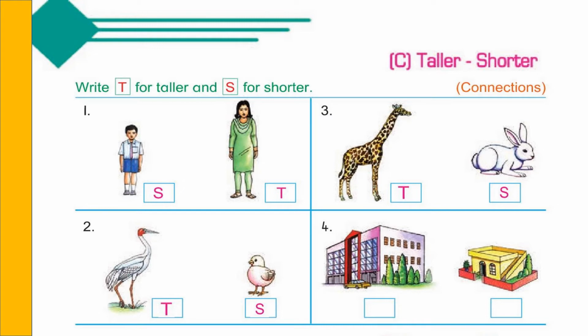Okay. Next, I see the picture of buildings or houses. And I see a very big mansion on the left and a small house on the right. So the left one or the apartment is much taller than a house. So I give a T on the left and S on the right. So in this page, what did we learn about? Taller and shorter. Next, going to the next one.